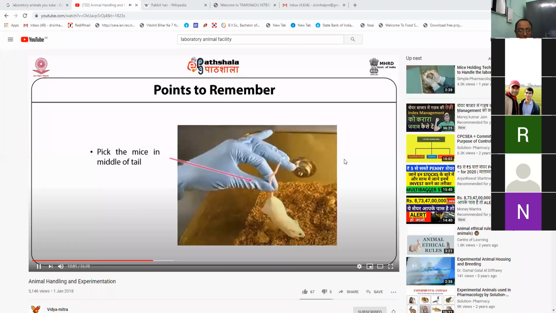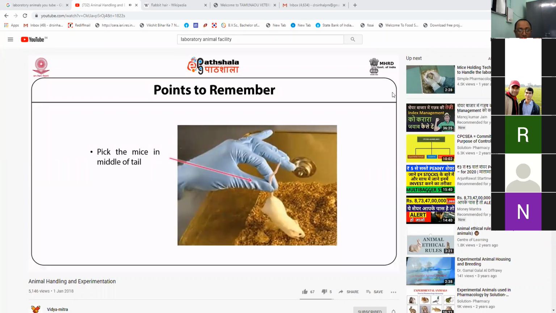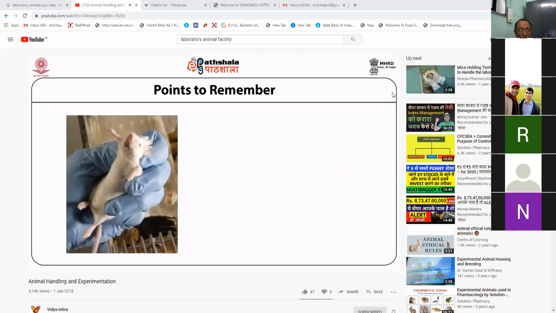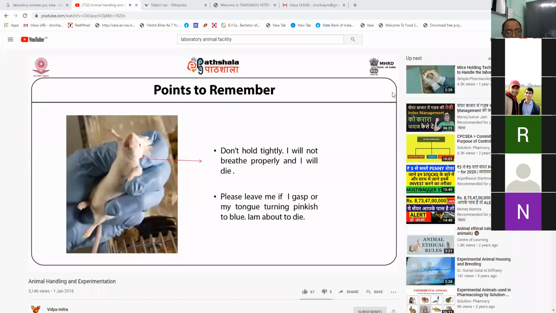One of the important points to remember is to always pick the mouse by the middle of the tail. Sometimes if you pick the tip of the tail, the skin will come off and the mouse will run around. And during holding, it is very important to hold the scruff properly. If you hold it too tightly, the mouse will not breathe, the tongue will turn from pink to blue, and after some time there will be a breathing problem and the animal will die. So handling and holding the mouse properly in the scruff region is very important.